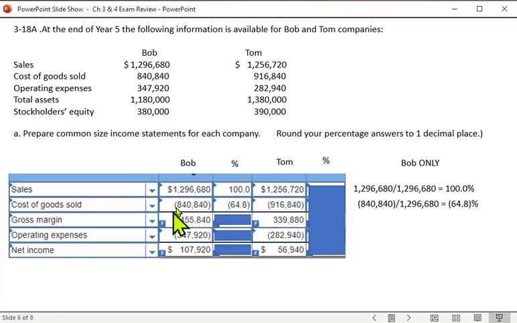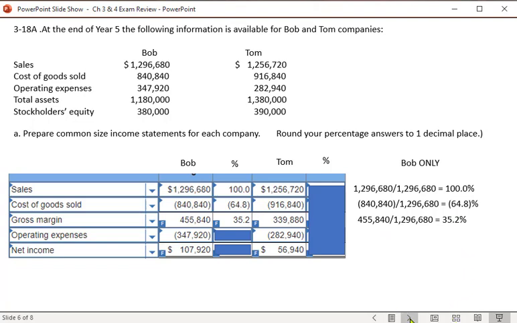So again, when you divide 840 by 1,296,680, you're going to get 0.648, and you need to change that to 64.8. So slide the decimal places over 2. Our next one, gross margin, do the same thing. When you divide 840 by 1,296,000, you get 35.2%.